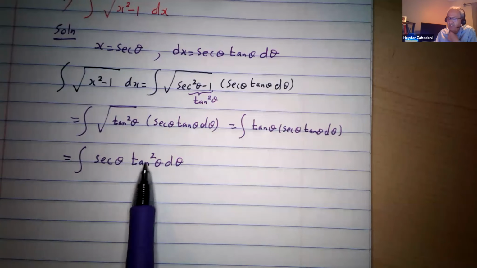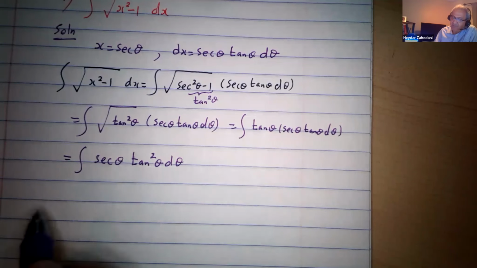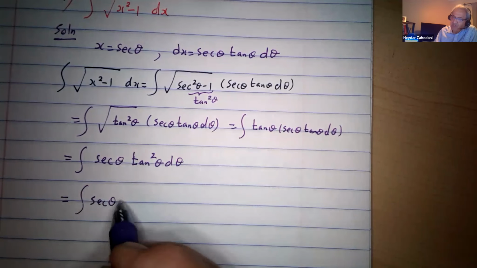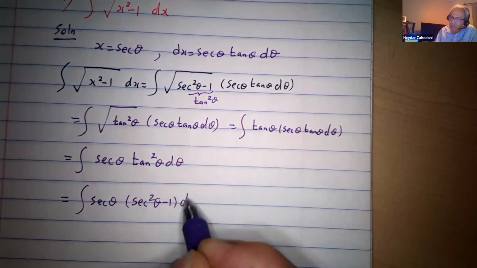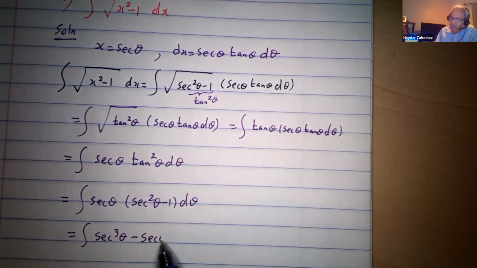So what we do is, since it's an even power, you have to change it to secant squared minus 1, then take care of that one. That's why you end up with the secant cubed. Okay, so it's always the case if you are given the original one. So that gives you secant squared of theta minus 1 d theta. Then you distribute it, you get the secant cube of theta minus the secant of theta d theta.